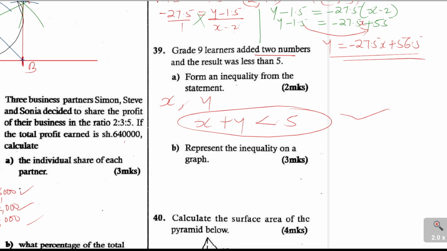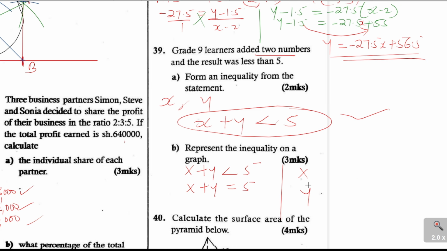Represent the inequality on a graph. Since we don't have a graph, I will demonstrate how we're supposed to do this. To draw this graph, x plus y is less than 5, you're going to draw the line x plus y is equal to 5. To draw that line, you require at least 2 points.